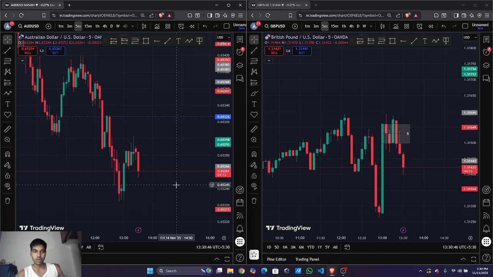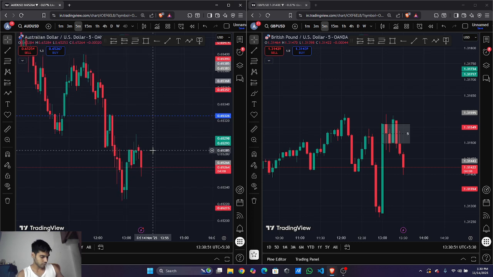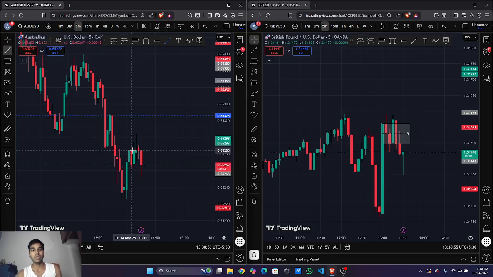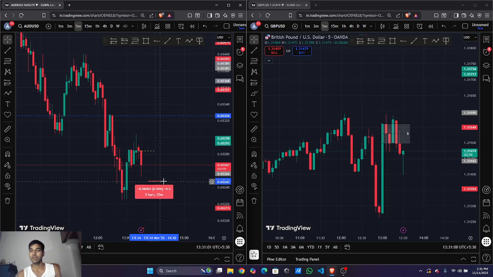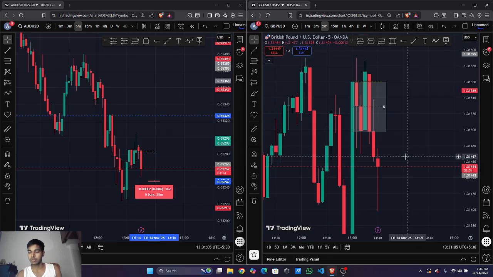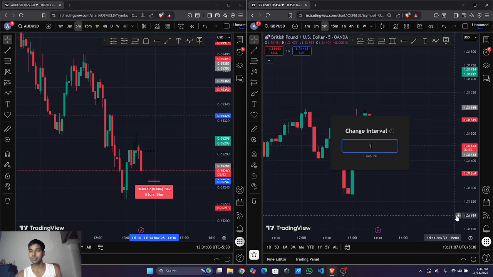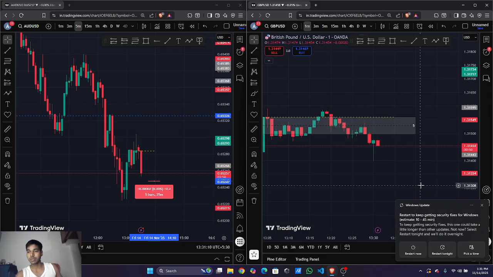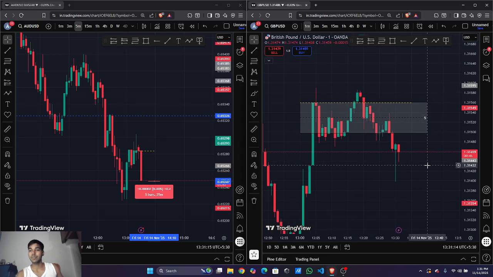AUD, we were focusing on upside. It is a manipulation. Here are my lines. 5 minute break of structure. Okay, it's good. It's manipulating this low, and if it comes back to this level, okay, so there is no order block that has been created. It's in the 15-minute fair value gap, like we planned. 1 minute break of structure, but I would prefer a 3 minute break of structure because it has given the displacement in 5 minutes. Okay, that was a big candle.